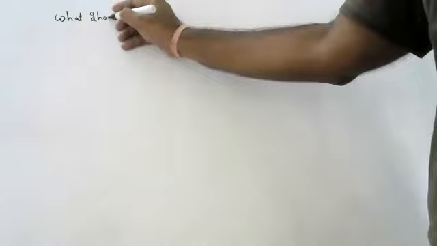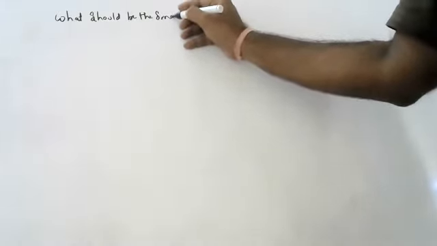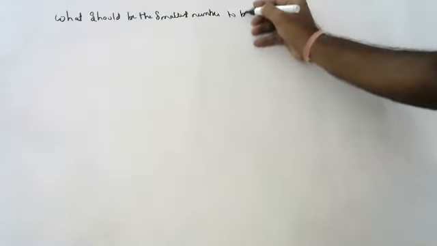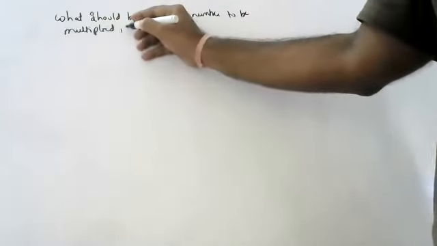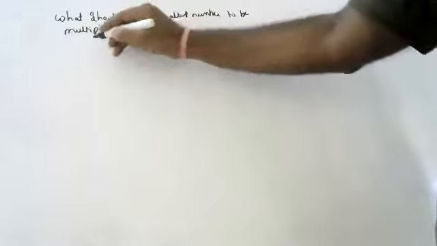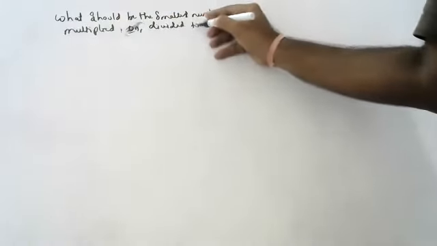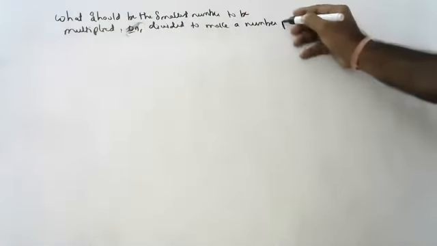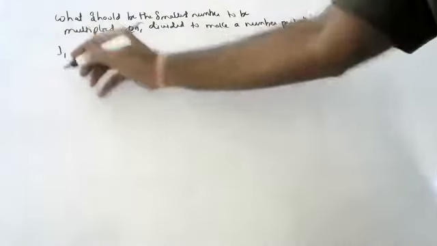Today we are going to discuss what should be the smallest number to be multiplied, and also simultaneously we'll see divided, to make a number a perfect square. Perfect square. Okay.